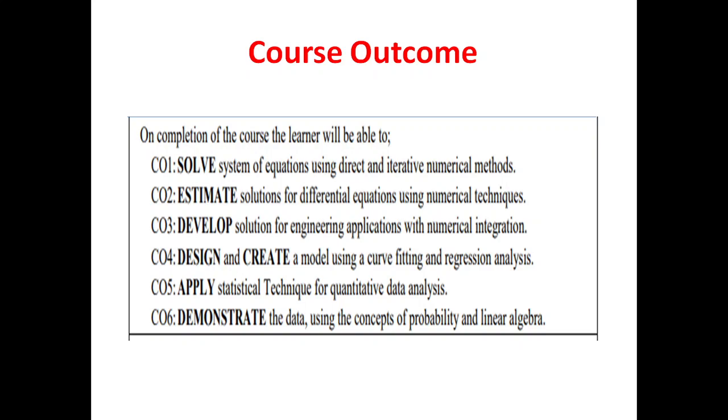Also, you will be able to design and create a model using curve fitting and regression analysis. Then you can apply statistical knowledge or techniques for quantitative data analysis. And last is to demonstrate the data using concepts of probability and linear algebra. That's the 6 COs you will get when you study unit number 1 to 6. CO means course outcome. You have to know why this subject is learned and what the outcome is.